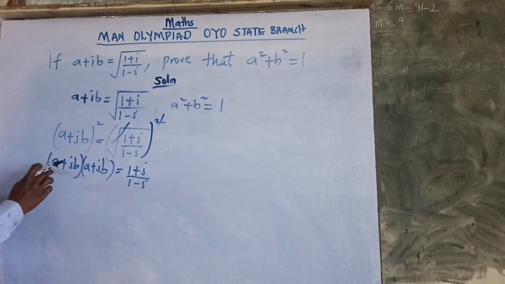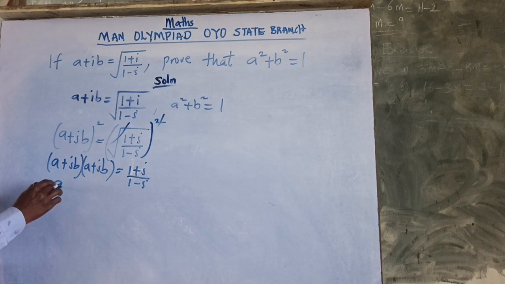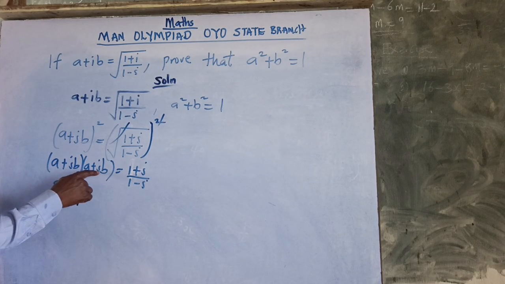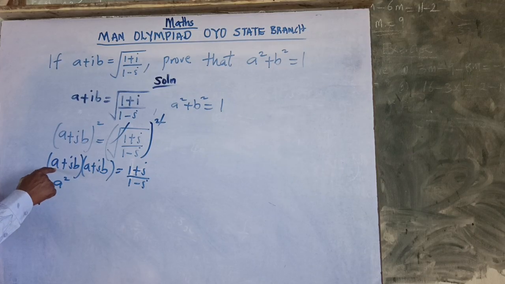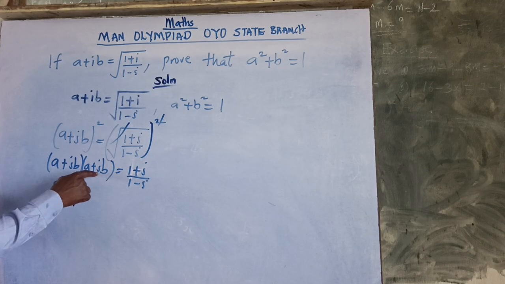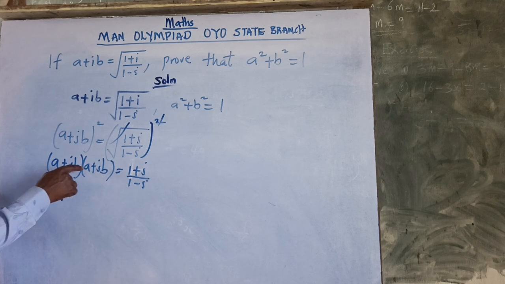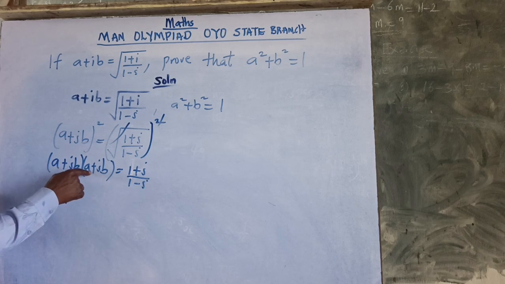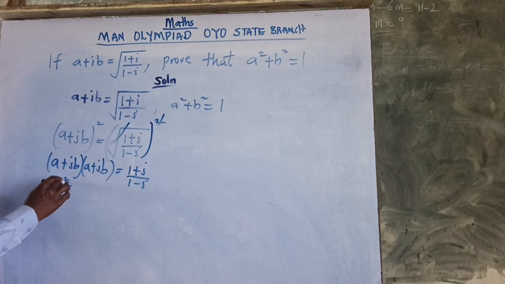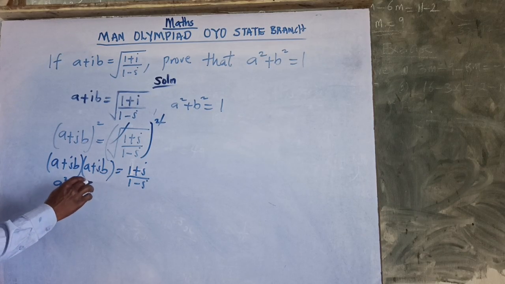So let's expand the brackets. We have a squared, then a times ib gives iab, and ib times a also gives iab. So you are going to have 2 of it, that will be plus 2iab.